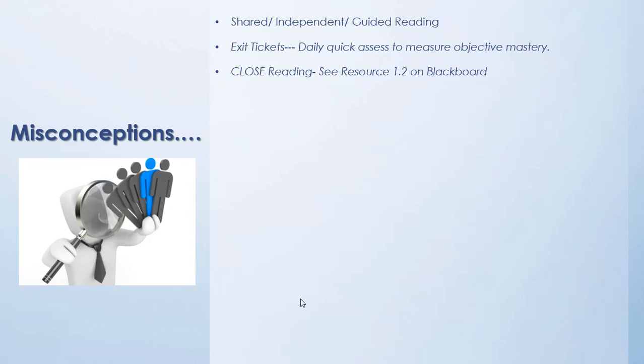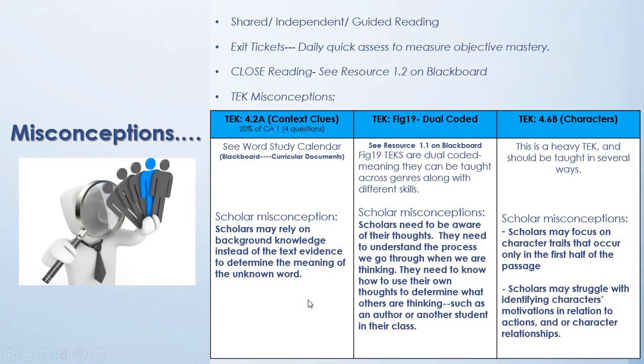So now we're going to dive into Unit 1, Scholar Misconceptions, beginning with TEK 4.2a. This skill requires scholars to determine the meaning of unknown words based upon Greek or Latin roots, as well as affixes.